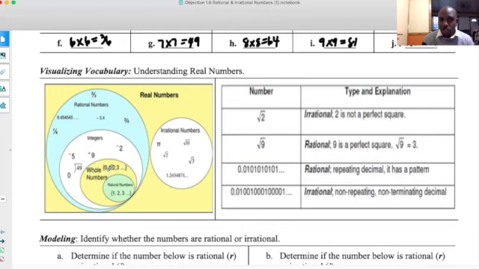0. These are integers. Whole numbers: 0, 1, 2, 3. These are all considered whole numbers. And notice there's no negatives there. The integers had negative numbers. Whole numbers do not have negatives.